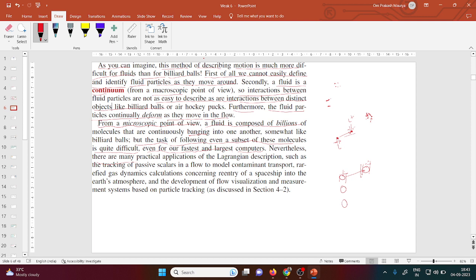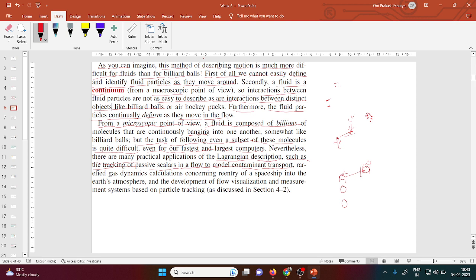Nevertheless, what is happening is this type of thing with the fluid. There are lots of applications of the Lagrangian description. You should always remember, if someone asks you what the application of the Lagrangian description is, such as the tracking of passive scalars in a flow to model contaminant transport.